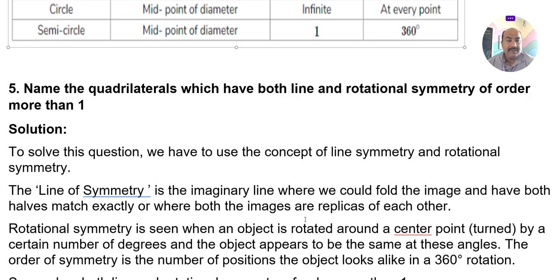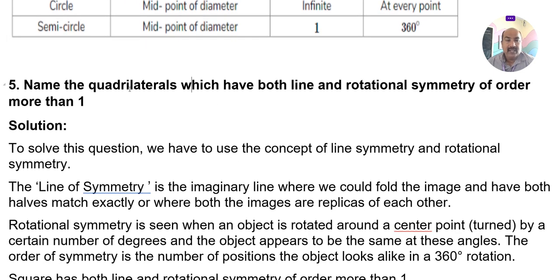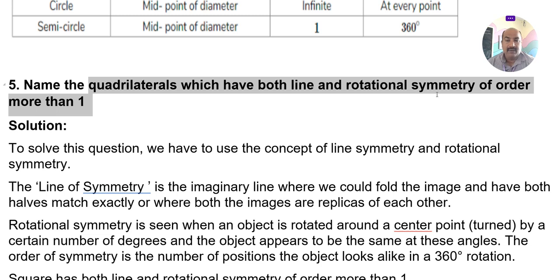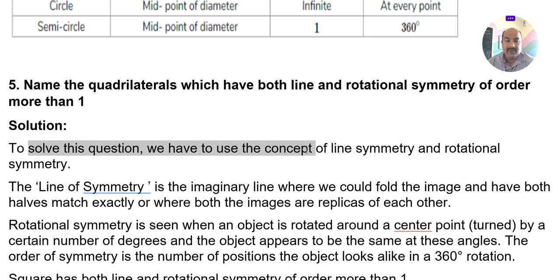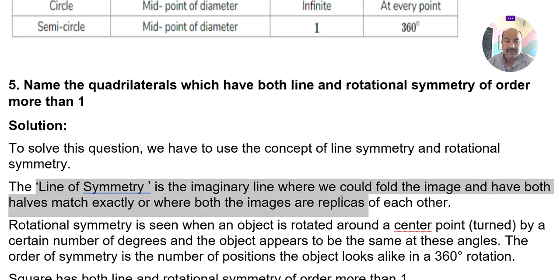And the fifth one: name the quadrilateral which has both line and rotational symmetry of order more than 1. Solution. To solve this question, we use the concept of line symmetry and rotational symmetry. The line of symmetry is the imaginary line where we could fold the image and have both halves match exactly, or where both halves are replicates of each other.